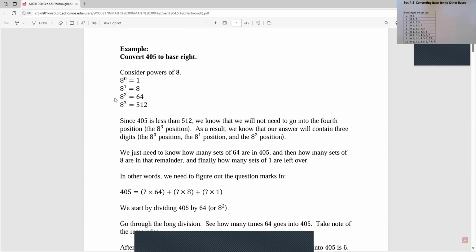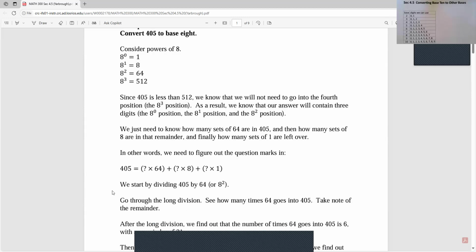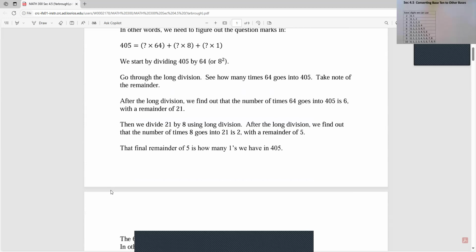Okay, so first thing we want to do is we want to know how many times 64 fits into 405. So we're going to do a long division. We're going to divide 405 by 64. So again, I'm going to go through this real quick, and we'll slow down when we hit the examples on paper. Go through the long division. How many times does 64 go into 405? You will find out that it goes in 6 times with a remainder of 21.